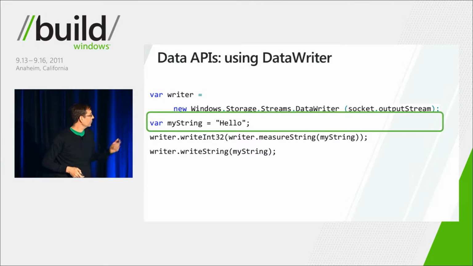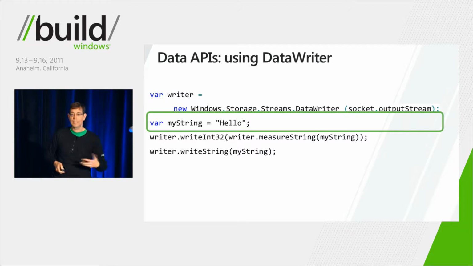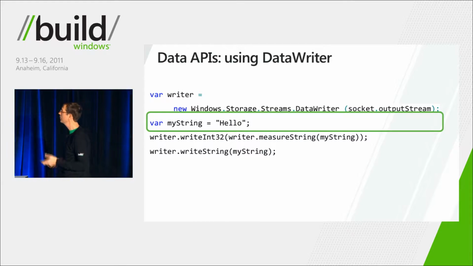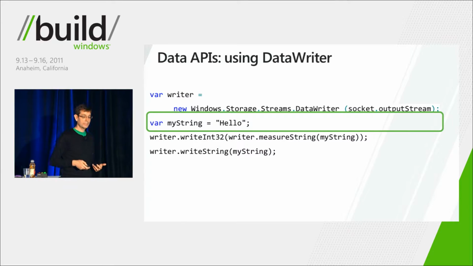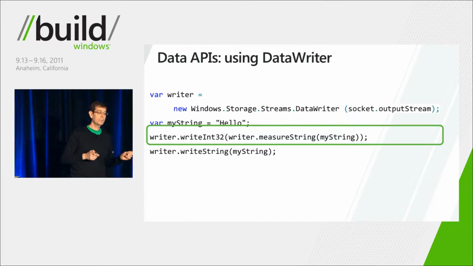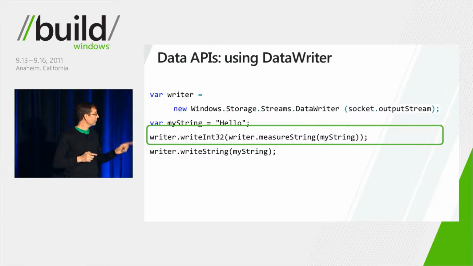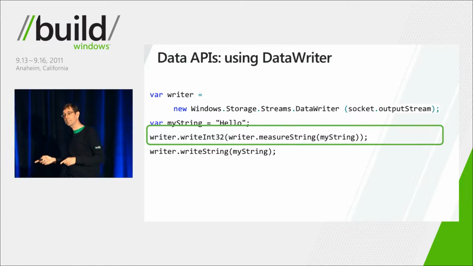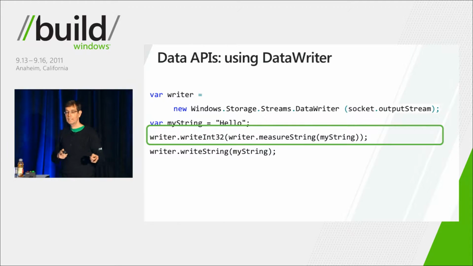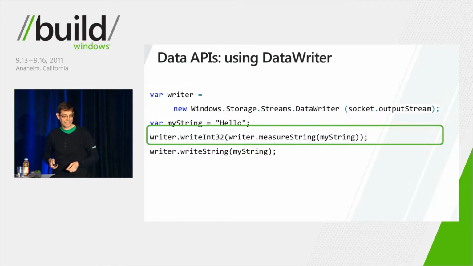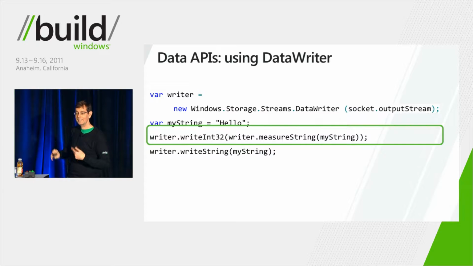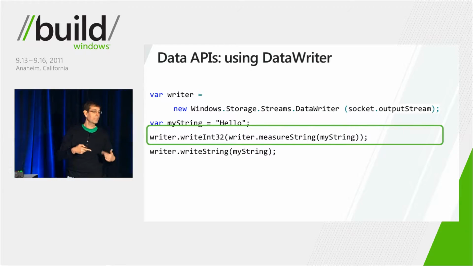You make your data writer, Windows storage stream data writer. You give it the name of a stream that you want to control. Sockets have input streams and output streams. You say what the variable you want to handle is. In this case, what I'm doing is this protocol in particular. I'm going to send a string, but I want to send the length of the string. And I'm sending it in UTF-8. Well, hey, we can measure the length of that string. So when we write it out, we actually know how long it is for when we read it in.